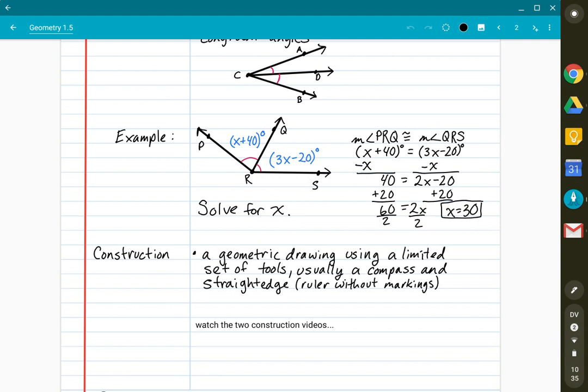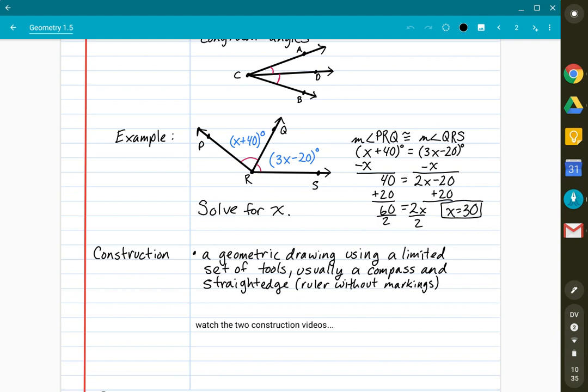In this case, they didn't ask us for the degrees of the angle. They only asked us to solve for x. But if you wanted to check, you could always plug x back in to find the number of degrees. So for instance, for PRQ, I know that the degrees are equal to x plus 40. So that's basically 30 plus 40 for a total of 70 degrees.